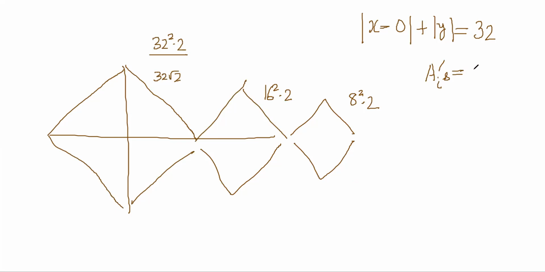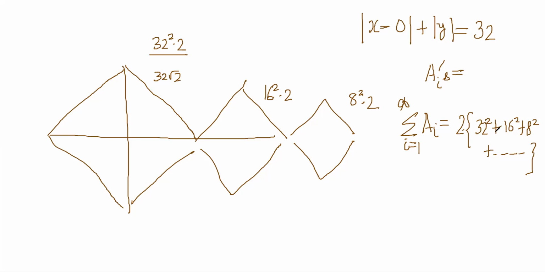You can write a common difference and common ratio and all for that. So it's a GP. Sum of i from 1 to infinity A_i is equal to 2 common. This is 32 square plus 16 square plus 8 square and so on, right?